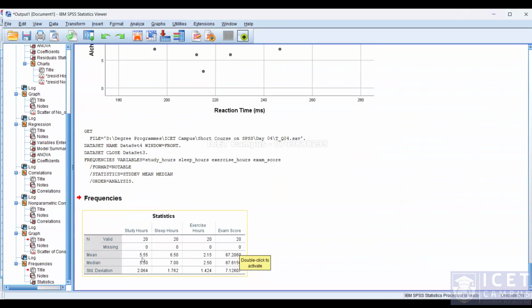Right, mean for study hours is 5.55, sleep hours 6.50, exercise hours 2.15, and exam score is 87.2060. Medians are 5.5, 7, 2.5, and 87.6. And last one, standard deviation actually, 2.64, sleep hours 1.7860.